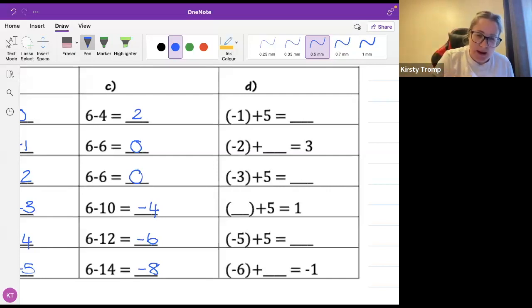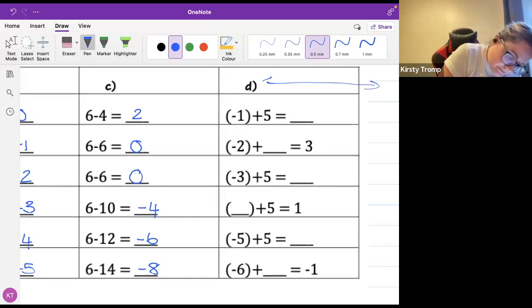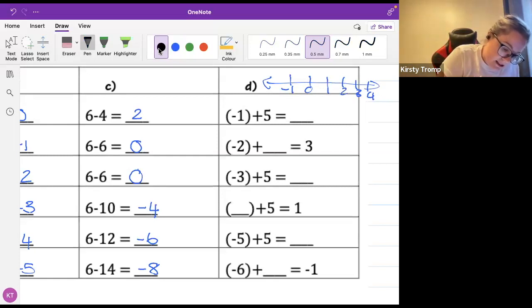So can I draw a little circle here? Nope, because they're not right next to each other. So I'm going to give myself a little number line over here. I'm going to have here negative 1, and I'm adding, so I know I'm going to move to the right. So 0, 1, 2, 3, 4, and I would carry on. Okay, so negative 1 plus 5: 1, 2, 3, 4, 5. So I would end at 4.